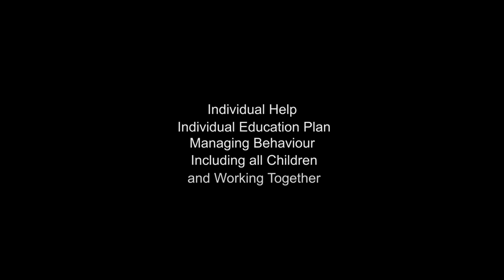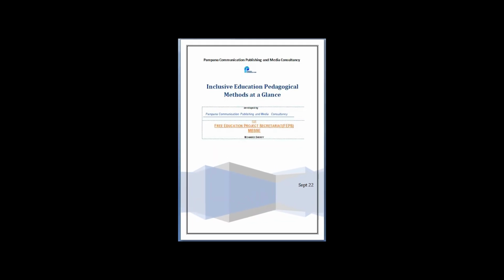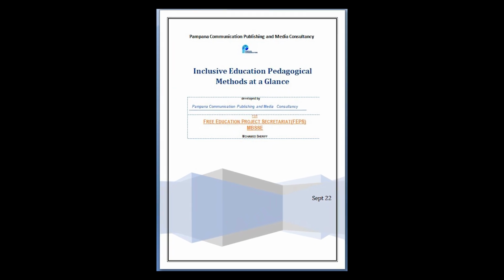The remaining 5 golden rules are individual help, individual education plan, managing behavior, including all children, and working together. You can read more about them in the accompanying pamphlet to this video. With that review of some of the 9 golden rules, let's take a closer look at some of the challenges children with special needs may face in the classroom, and tips of what can be done to address these challenges by adopting an inclusive approach.